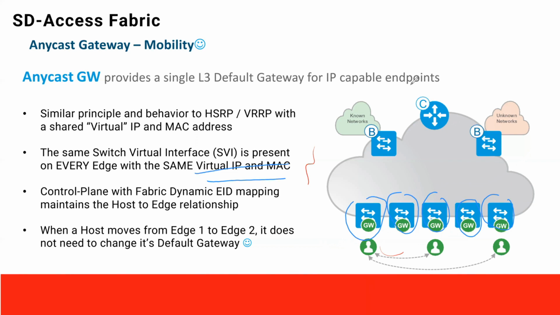So what IP will each of the switches have? It will have the same virtual IP. Okay, so only the controller mapping will change when this endpoint goes to a different edge node, but the gateway remains the same. So it will exit from here rather than transit from here.